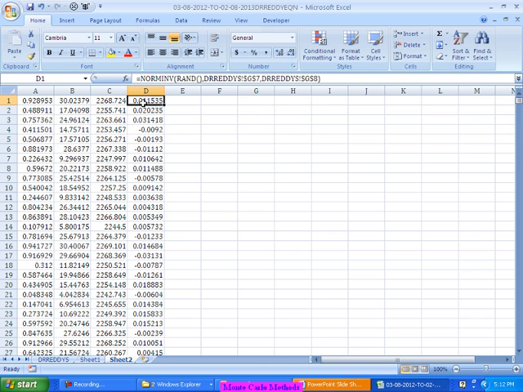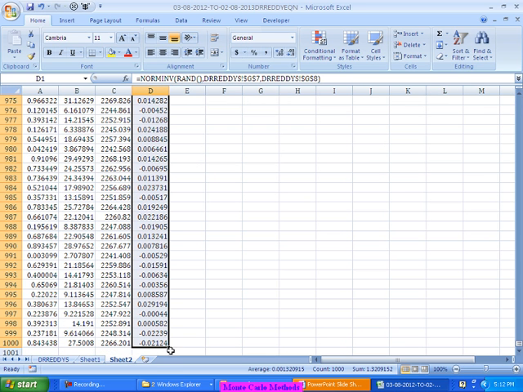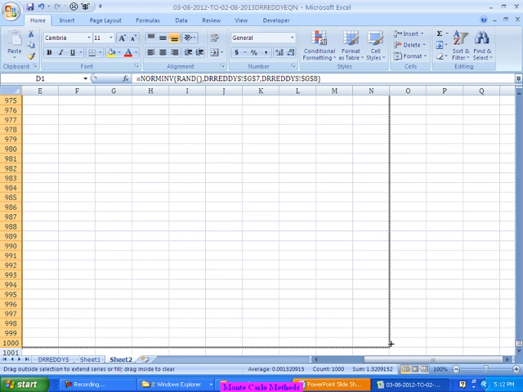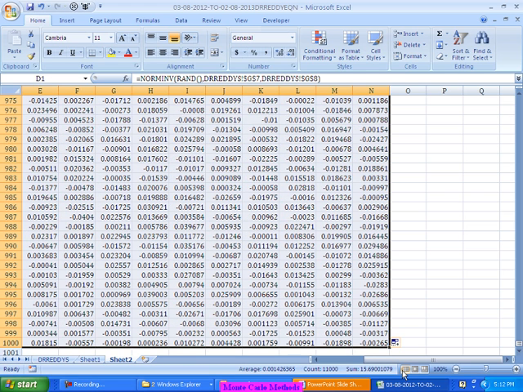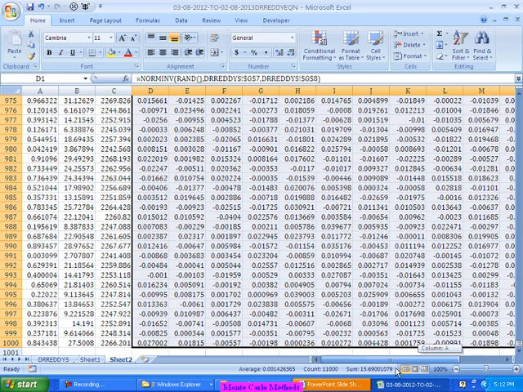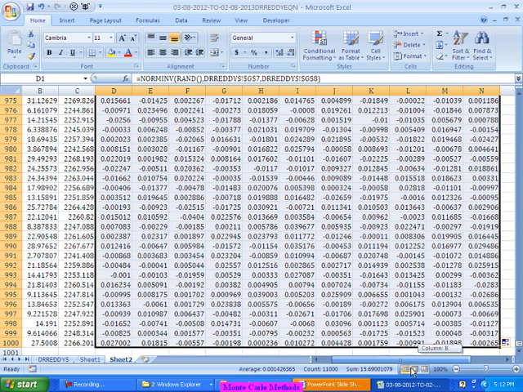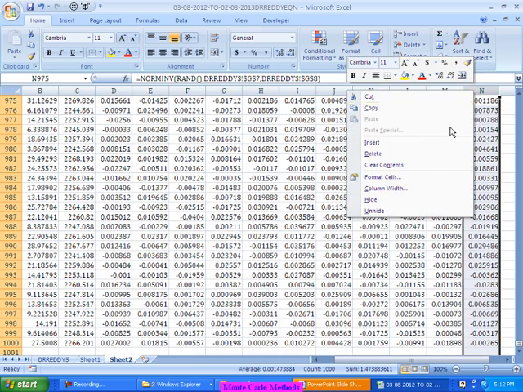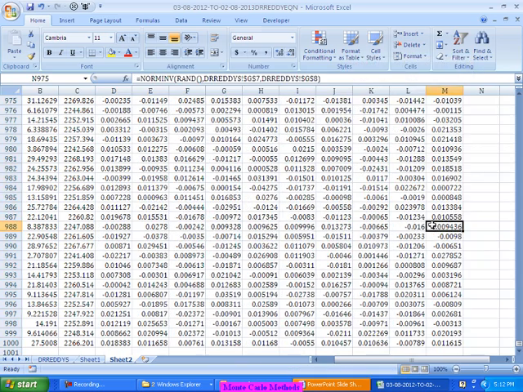So these are the random numbers for 1 day. 3, 6, 7, 8, 9, let's say 10 days. These are the random numbers that are generated for 10 days, or I think 11 days, I suppose. No, 1, 2, 3, 4, 5, 6, 7, 8, 9, 10, 11. Okay, I'll remove this. So these are the random numbers that are generated for 10 days.